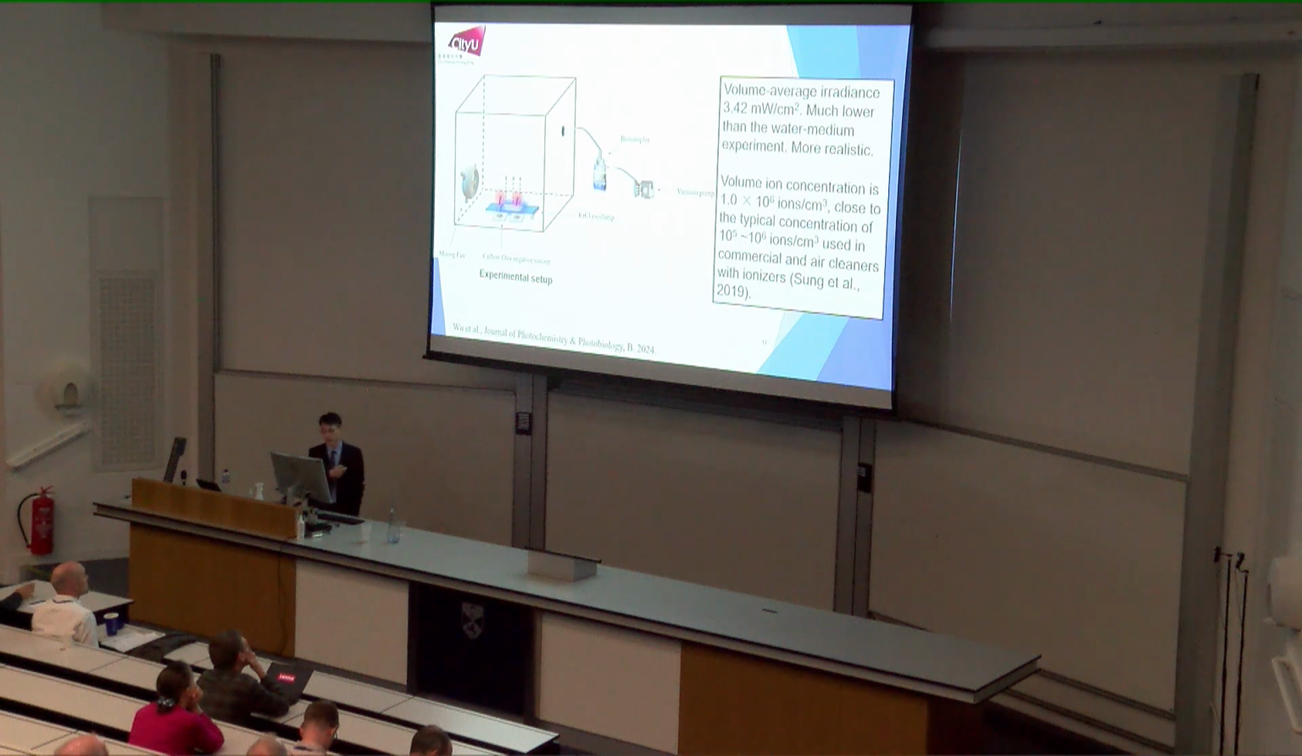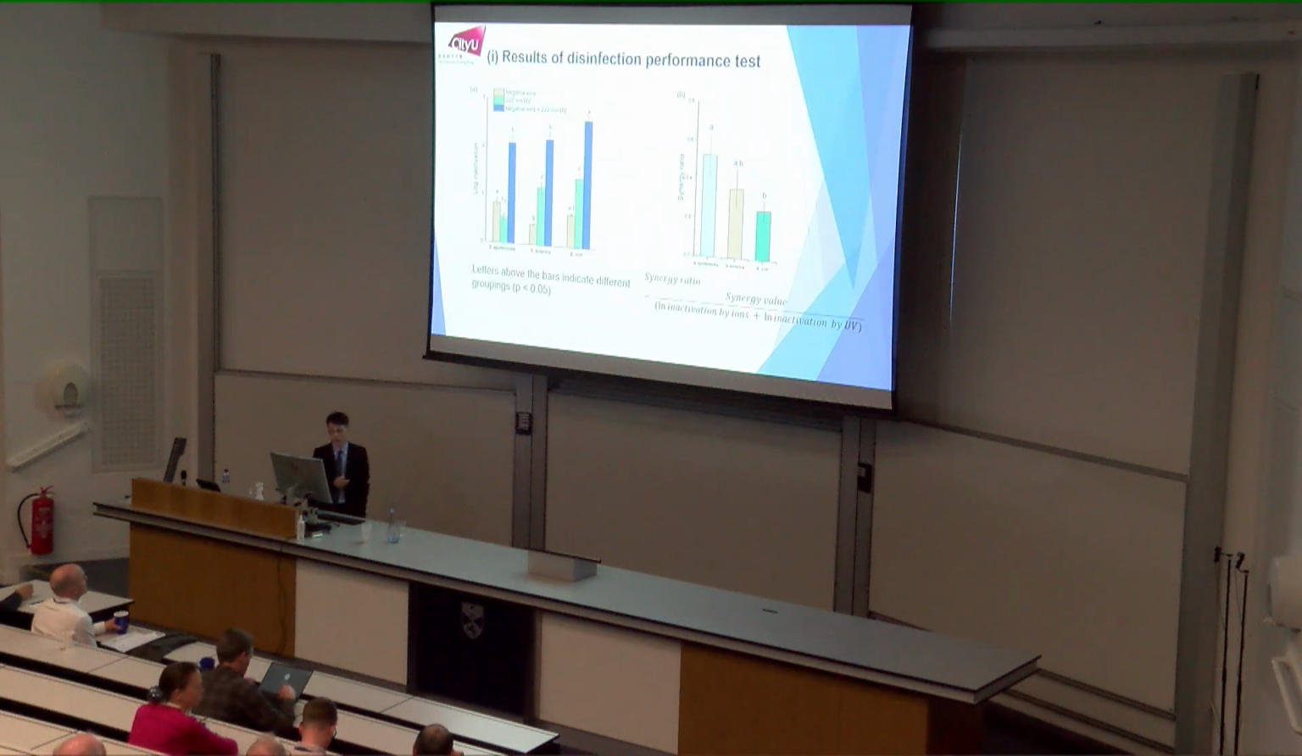I measure different heights at many points inside the chamber. The average irradiance is 3.42 milliwatt per cm square, which is much lower than in the water medium, and it means it's more realistic. The ion concentration I use is also very practical. It's 10 to the power 6 ions per cm cubed.